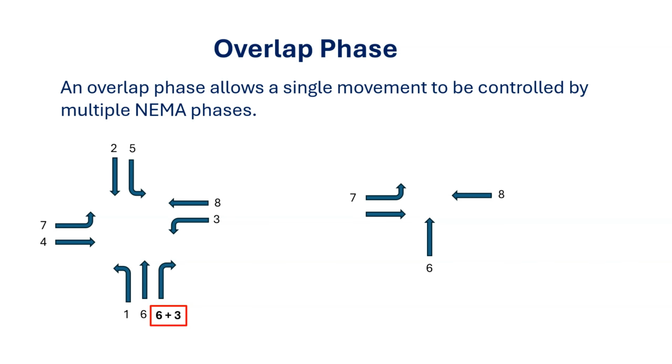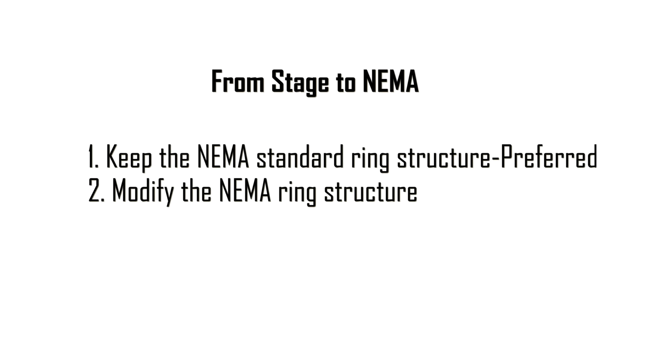The second case shows a 3-leg intersection such as a freeway off-ramp. While the eastbound through movement can be controlled by phase 4, it can also be controlled by an overlap of phases 7 and 8. Let's look at how to convert from stage phasing to NEMA phasing.